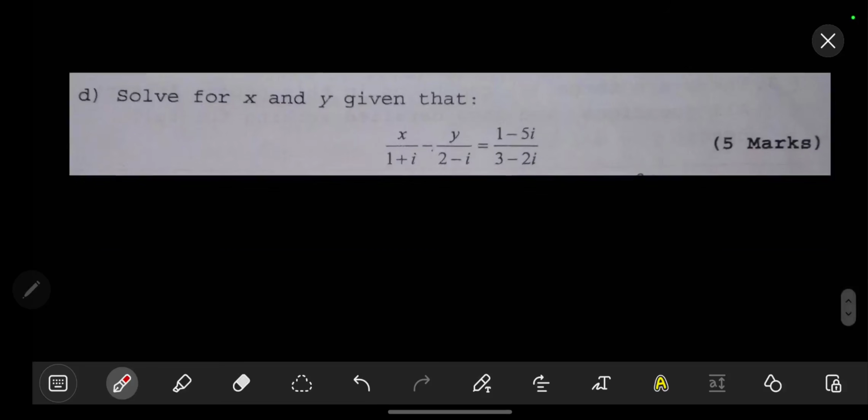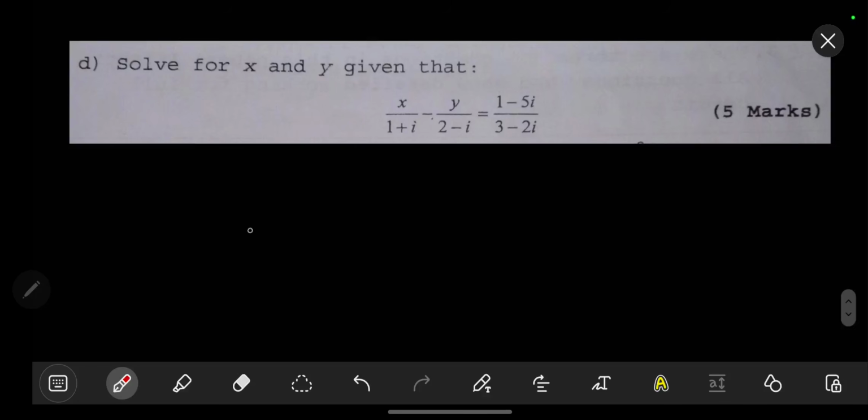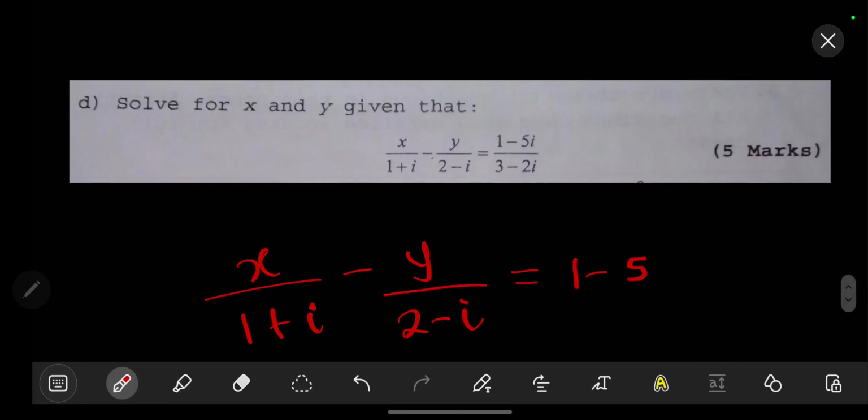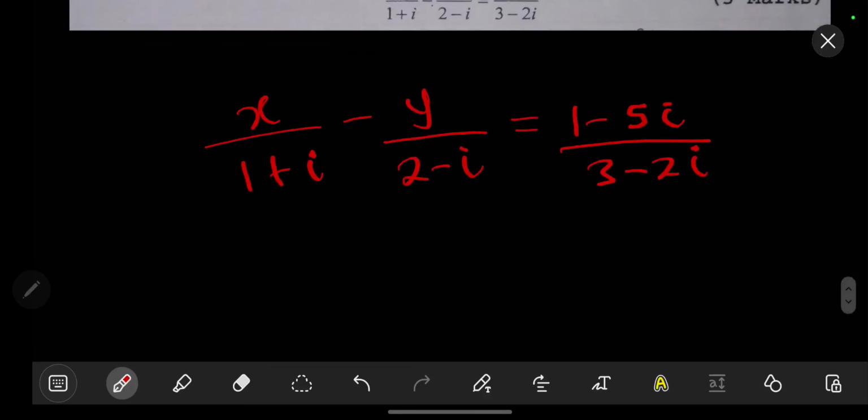Let us solve this one. So solve for x and y given this. So we have x over 1 plus i, then we have minus y over 2 minus i should be equal to 1 minus 5i over 3 minus 2i like that. So what we are going to do is that we are going to conjugate. So just immediately you see this, just conjugate from there. Do not find the common denominator first.